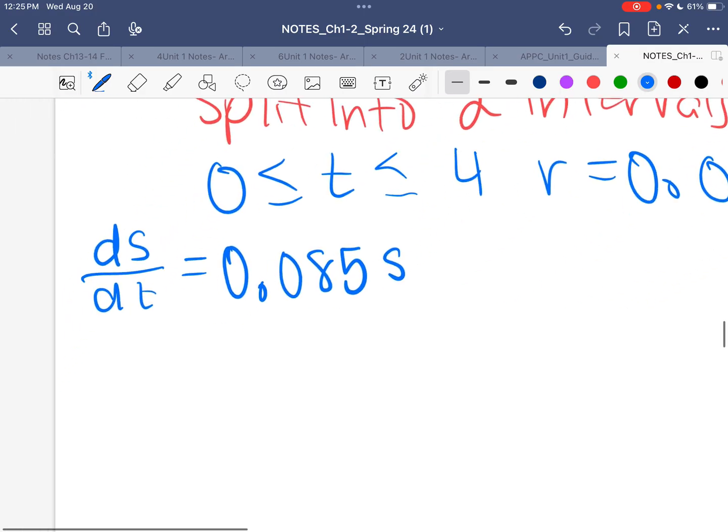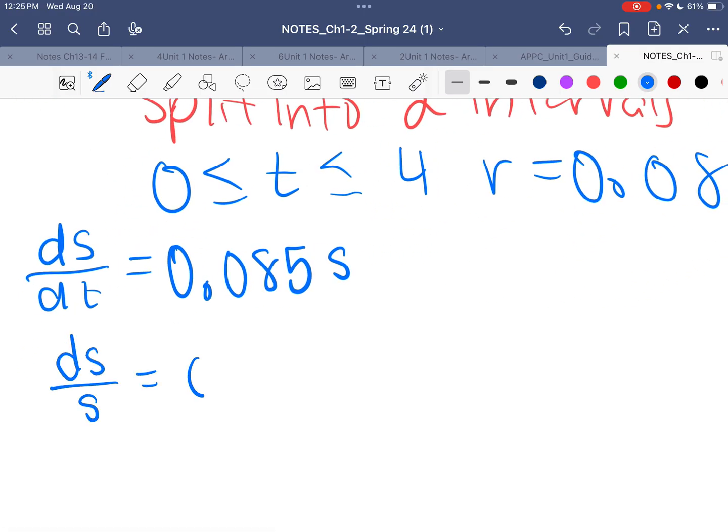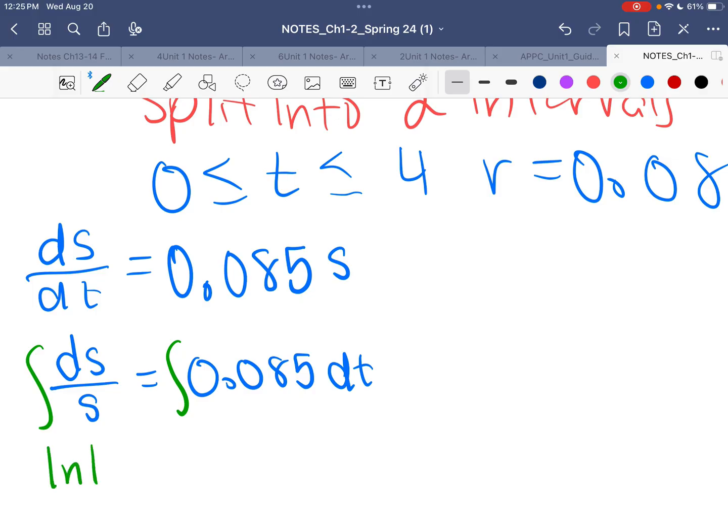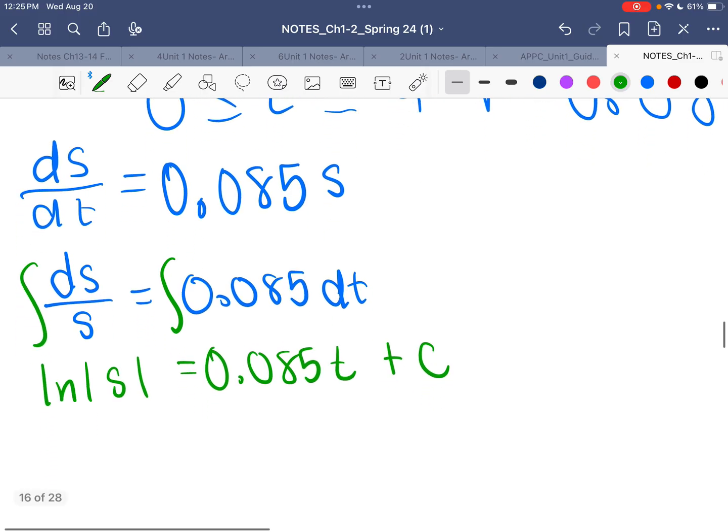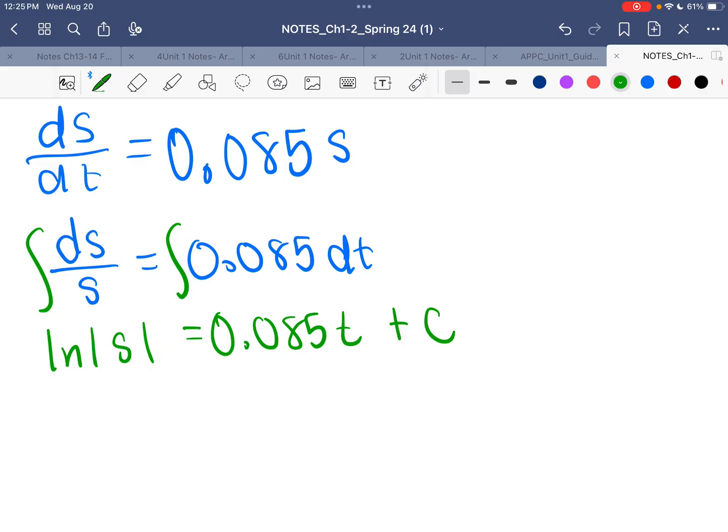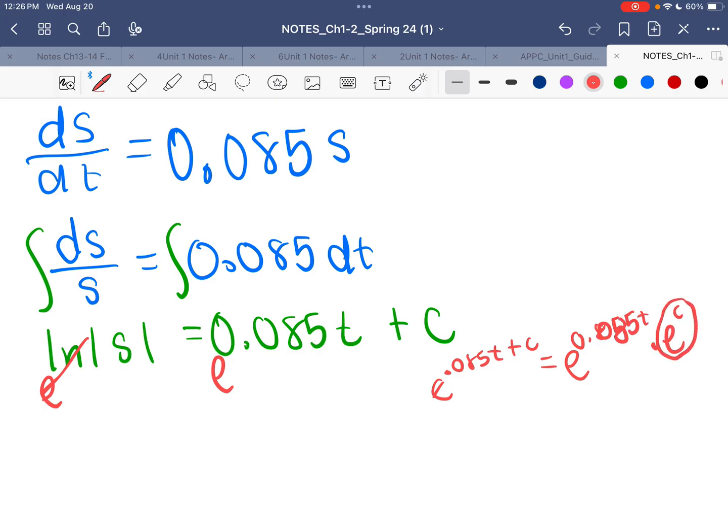Okay, separate your variables. Integrate both sides. Solve for S. So we would need to exponentiate both sides. And we have the absolute value of S, but e to the 0.085t plus c really becomes e to the 0.085t times e to the c. And remember, this is going to be a constant. That constant could be positive or negative, so that's going to deal with our plus and minus from the absolute value.